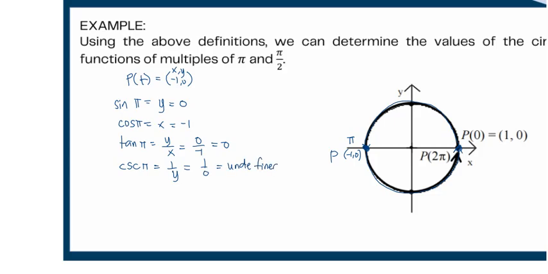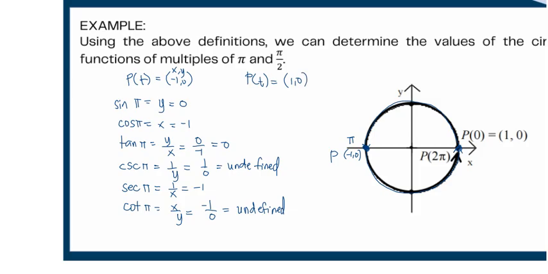And then our secant pi would be in terms of our cosine, so that would be 1 over x. The reciprocal of that is just still negative 1. And then cotangent pi is going to be x divided by y, which is negative 1 divided by 0, which is going to be undefined. So you could do the same case for our 2 pi. You just have to set up your P of t now as just 1, 0.